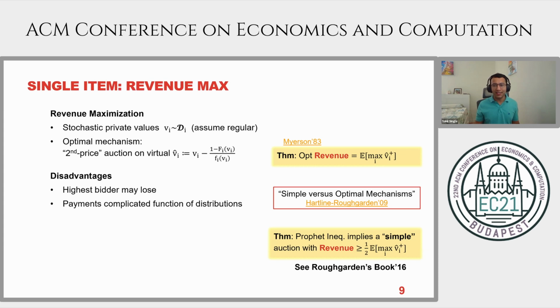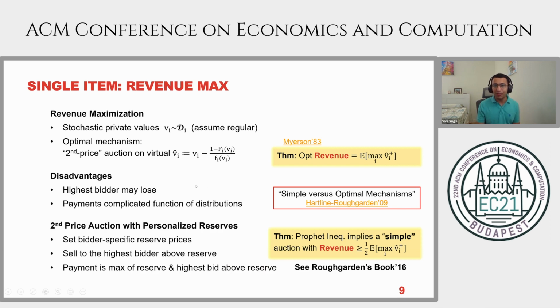So I won't be discussing the proof, primarily because if I have to go over the proof, I'll have to introduce so much about revenue maximization, which will take a lot of time. But I'll encourage you to have a look at Tim Roughgarden's book, Twenty Lectures on Algorithmic Game Theory, where he goes over this proof in detail.